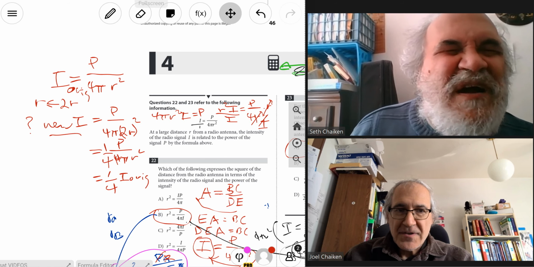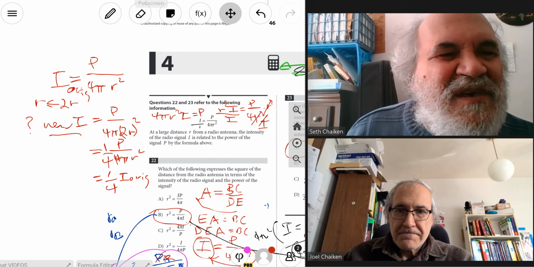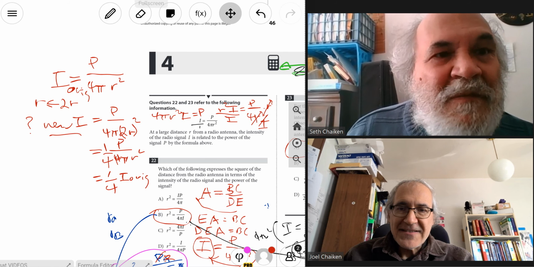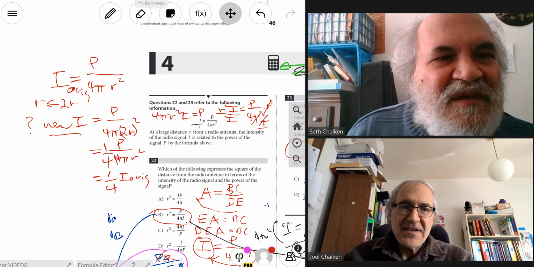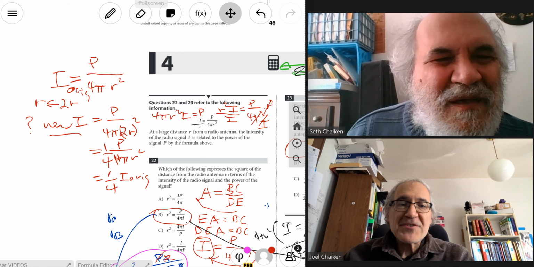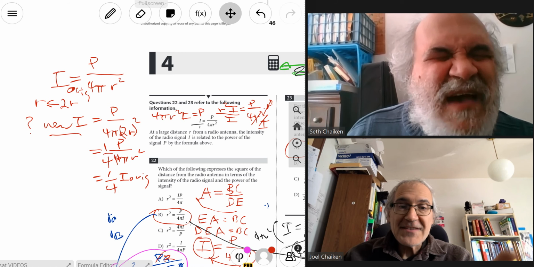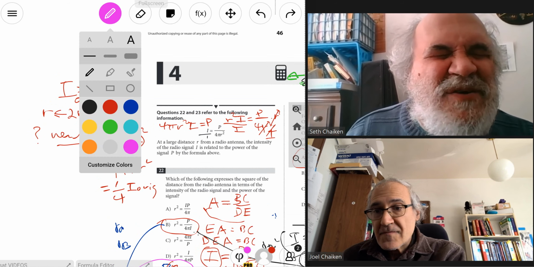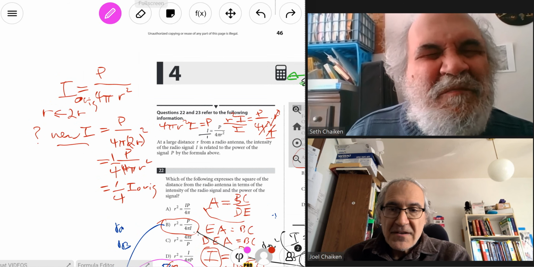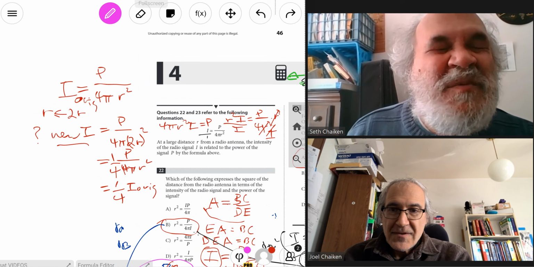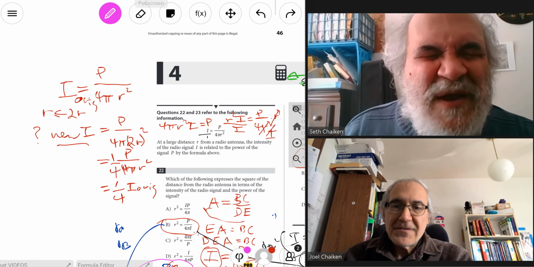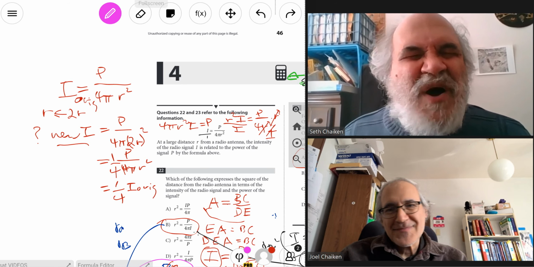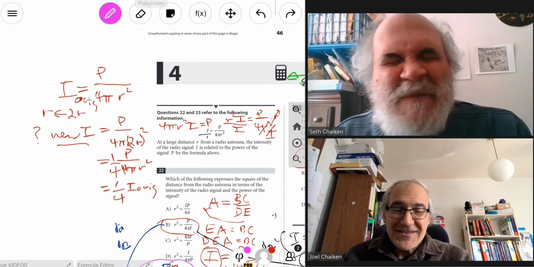That's the easier question. If R gets halved, the intensity goes up by a factor of 4. That's right. This is very similar to the pi r squared. You double the radius, you double area. No, this is the area. The area is proportional to the square. Here we have the intensity proportional to the inverse of the square. So it's not the same as the relationship between pi r squared, but the method of doing it is the same.